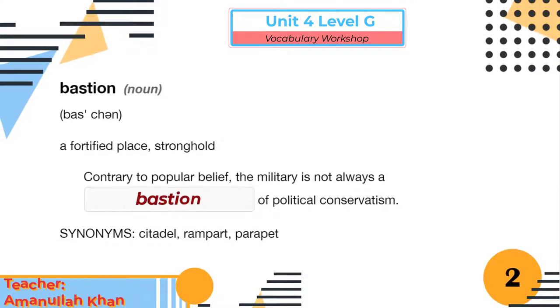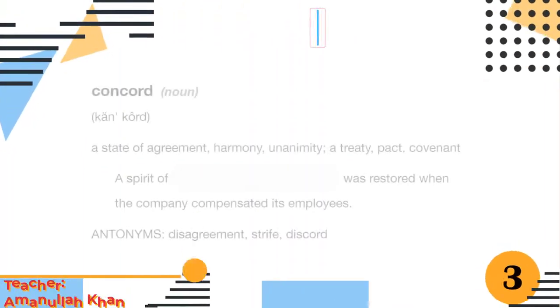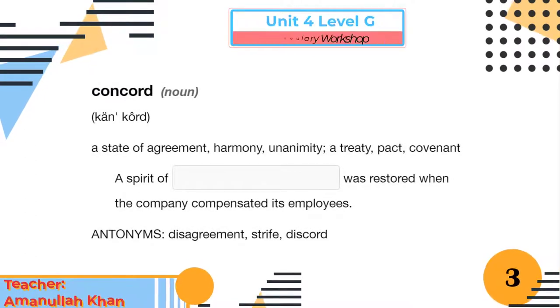The scouts found a bastion in the woods to set up camp. Now you say bastion. Try the word again. Concord. Concord is a noun, meaning a treaty, pact. Here are a few ways in which concord can be used. In the best interests of their children, the divorced couple reached a concord over custody rights.